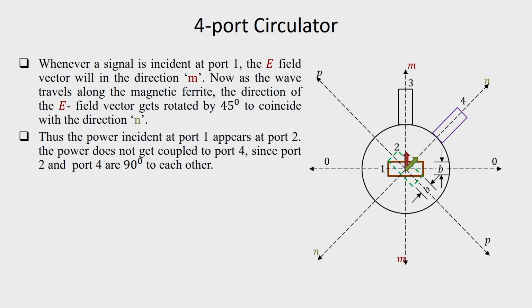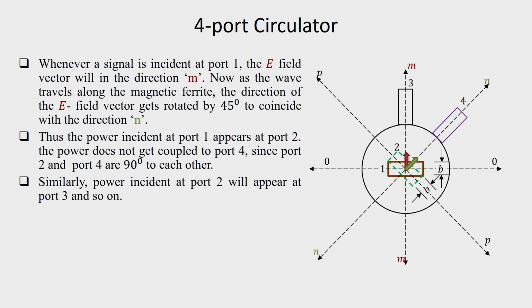The power does not get coupled to port 4, since ports 2 and 4 are at 90 degrees with respect to each other. Similarly, if power is incident at port 2, it will appear at port 3 after Faraday rotation of 45 degrees. This vector will be parallel to the opening of port 3 and it will excite port 3.